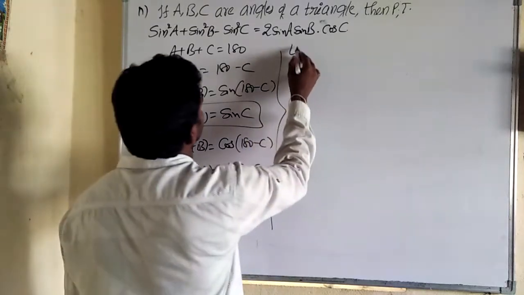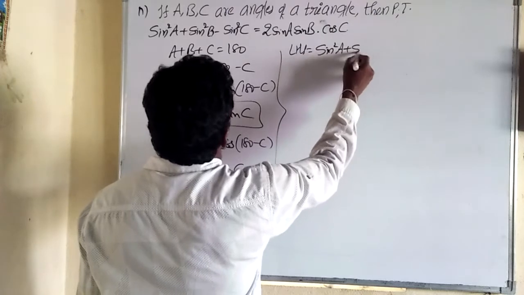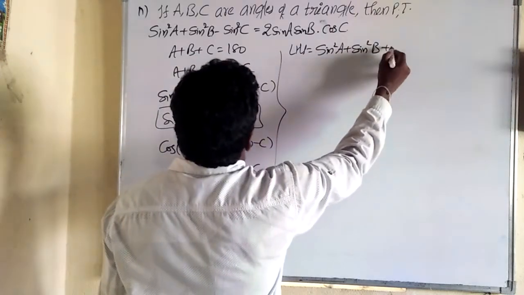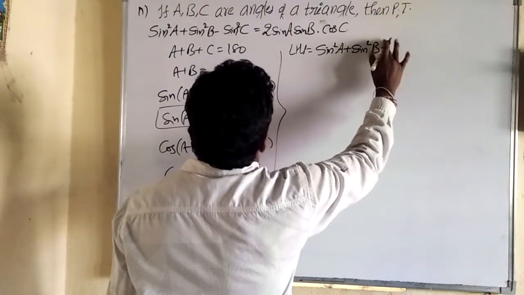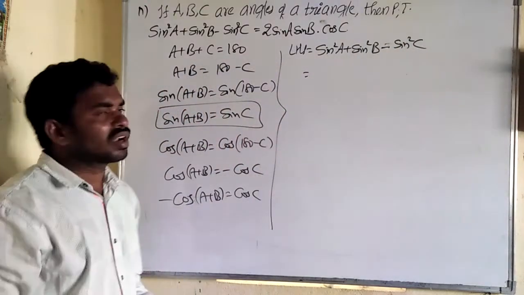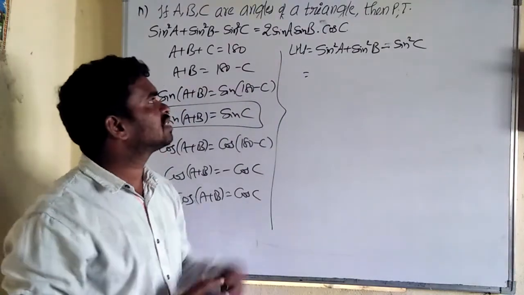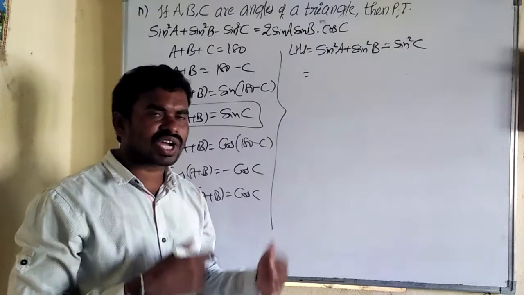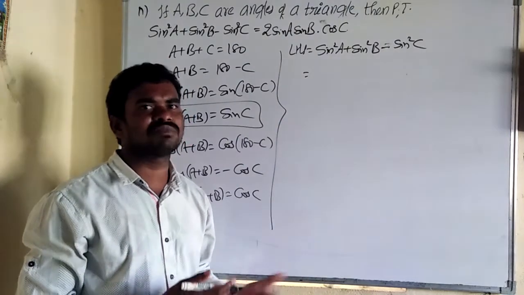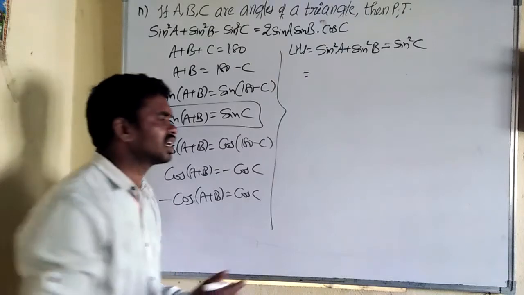Now take LHS. What is LHS? Sin square a plus sin square b minus sin square c. So now we can't apply sin c plus sin d, okay, because the square is there. So we first convert in terms of either cos terms or sin terms. There is only one chance: in terms of cos only we can change.